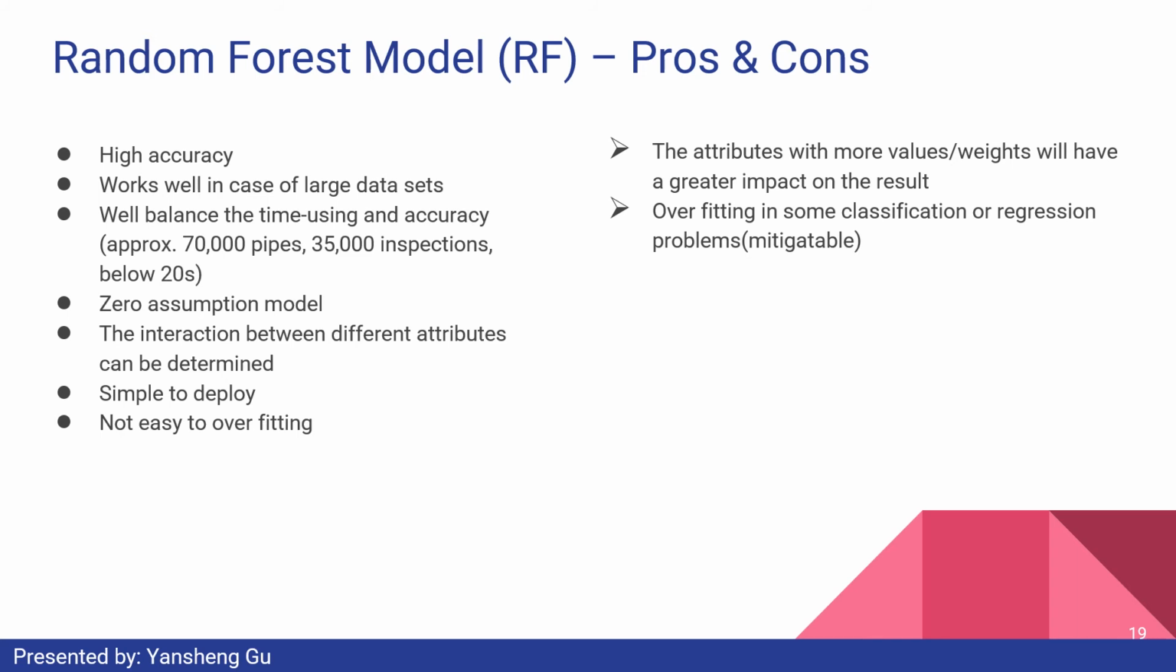The RF model can also determine the interaction between the different attributes. It is simple to deploy and not easy to overfit. A few shortcomings of the RF model: first, one attribute with more weight will have a great impact on the result. Second, overfitting occurs in some classification or regression problems. But we can reduce overfitting with the use of an optimal number of trees.